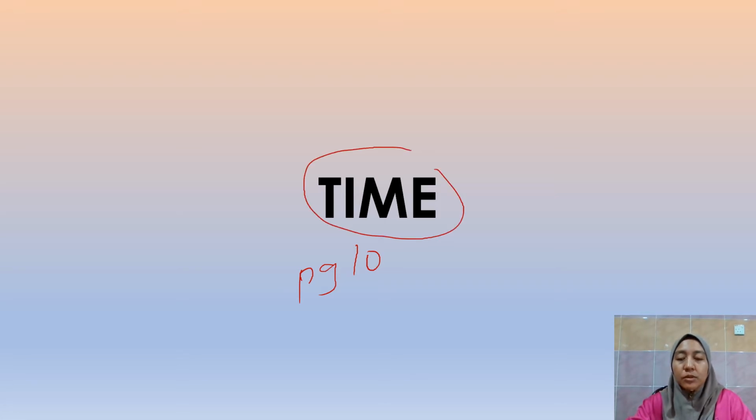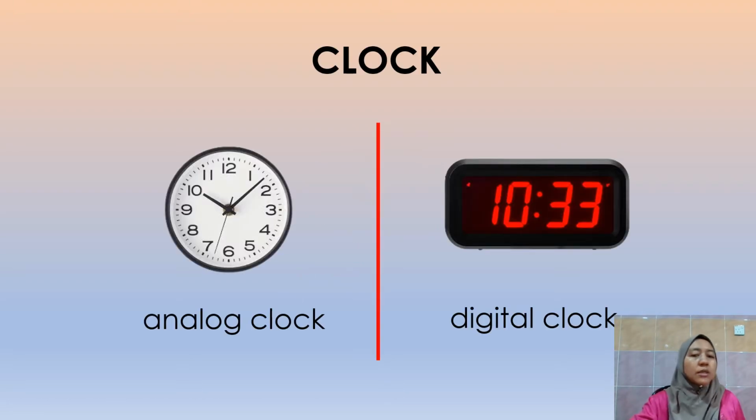Okay, so this is time. Maksudnya masa. Now we move to the next slide. So this is clock. There are two types of clock, which is analog clock and also digital clock. Kita ada dua jenis jam, iaitu jam berbentuk analog and the other one is digital.